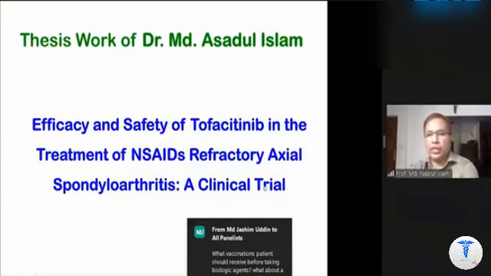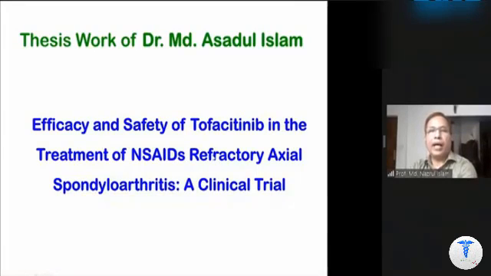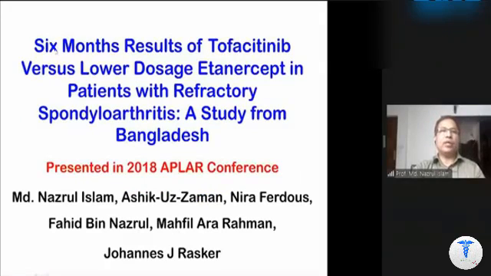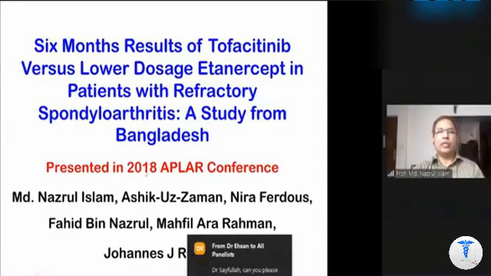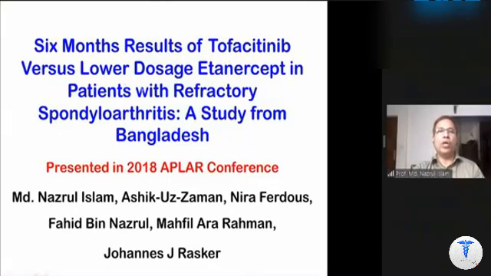Why show these studies? Because we are using tofacitinib, we need to have some idea how safe it is and how better to use it in our clinical practice. This one is my study, an ongoing study. A part of the study we presented as a pilot at the 2018 APLAR conference. You can find the methodology on clinicaltrials.gov. I will not detail the methodology. Still the study is going on. So, tofacitinib versus lower dose etanercept. About the lower dose I mentioned to you.